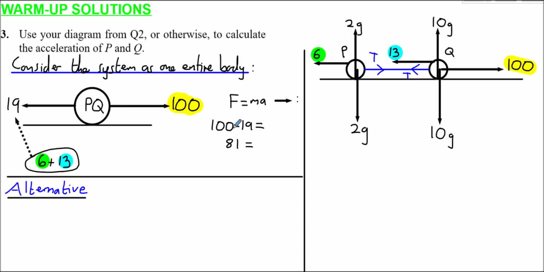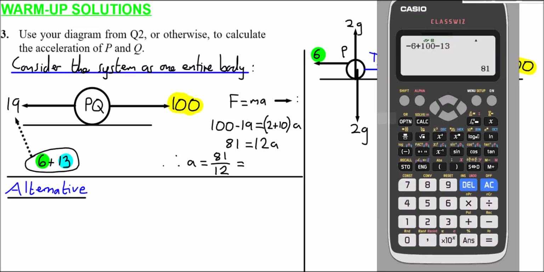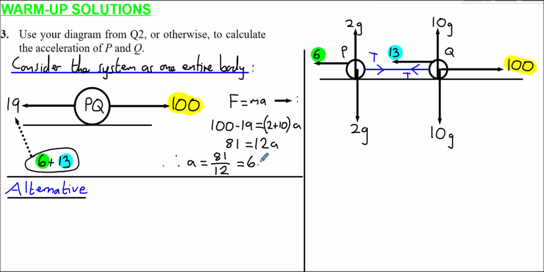So this is a resultant force. That will equal the mass of the system. The mass of PQ is the 2 from P plus the 10 kilograms from Q. So the total mass is 2 plus 10, multiplied by the acceleration of the system, which is what we want to find out. 2 plus 10 is 12. A is obviously A. Therefore A is going to be 81 over 12. If we use a calculator, 81 divided by 12 gives us 6.75 meters per second squared.